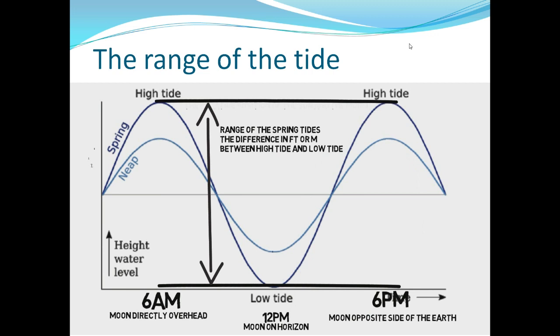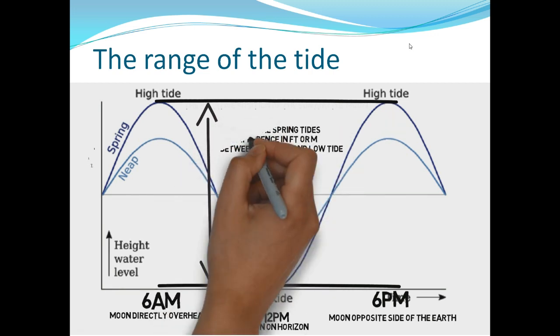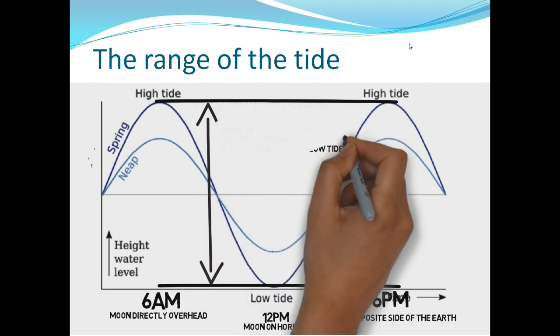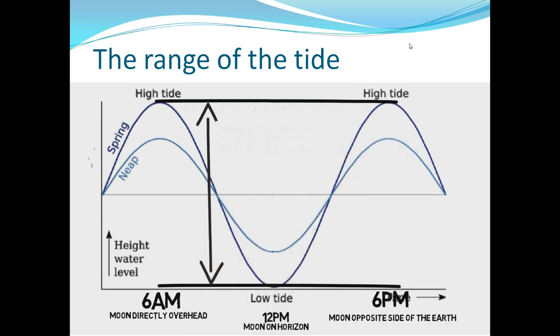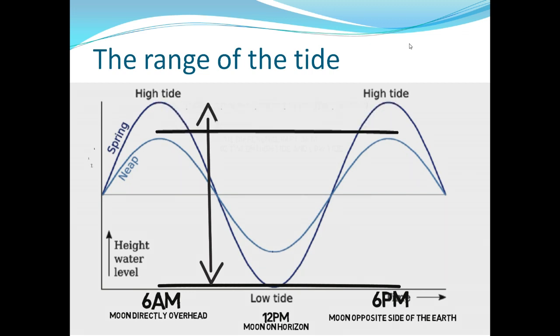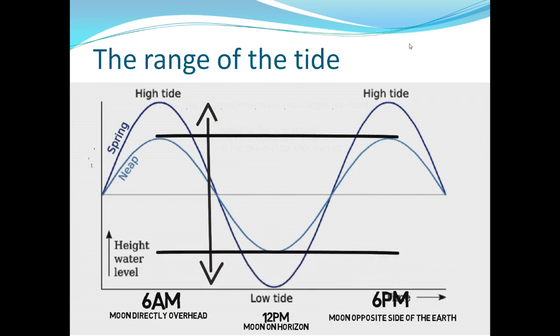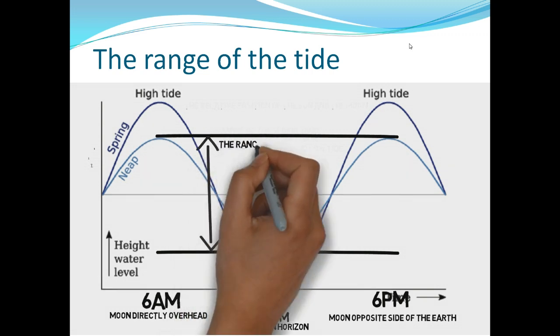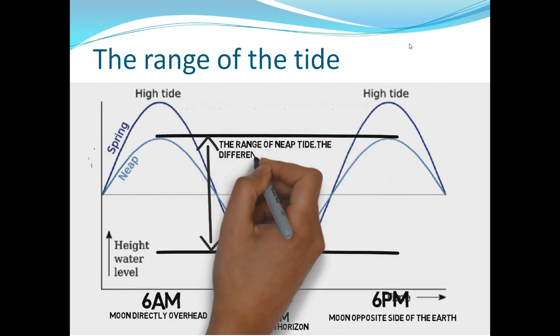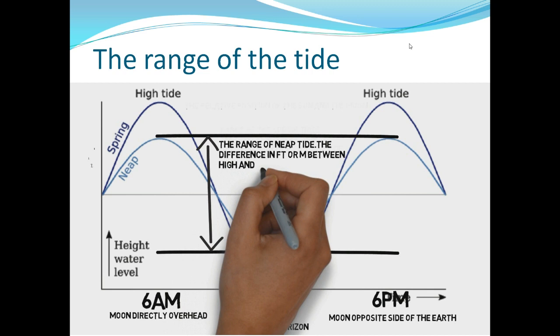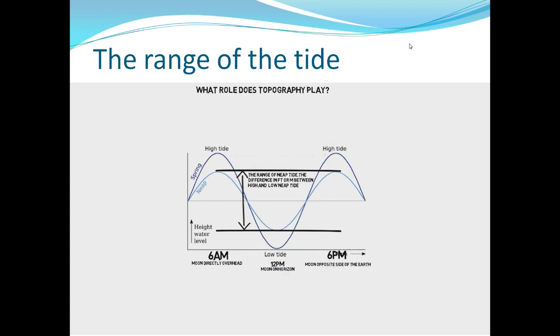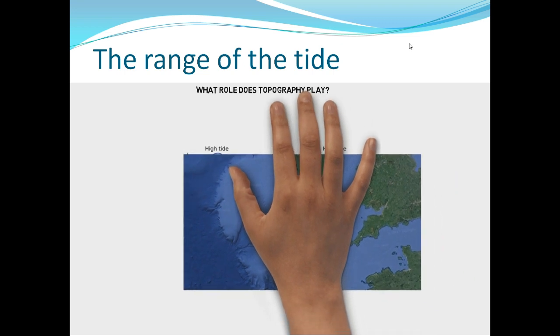So this is the range of the tide when we're in a situation when we have spring tides, and that is determined by topography. The difference between high tide and low tide in one place could be many meters. The difference between high tide and low tide in another place may be only centimeters, and that is all going to be determined on where you are geographically and the topography in that area. Now we're looking at the range of the neap tides, and that pretty much is what we need to now make sure we understand how topography plays a part.